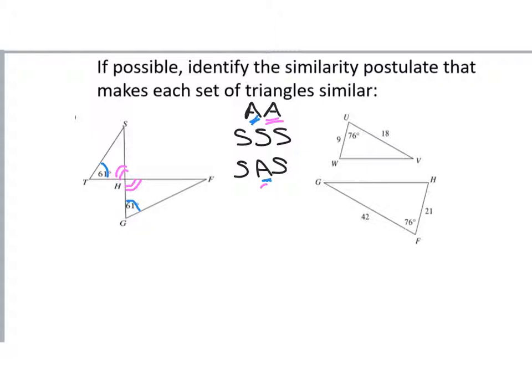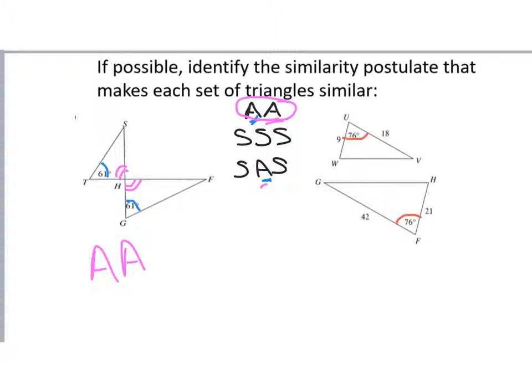Okay, so since I have two sets of angles, I know that I've got similarity by angle for the first set. When I look at my second set, I see I still have an angle. 76 matches with 76. So then I need to check the sides. And remember I said when we check the sides, we compare a small side to a small side and a big side to a big side.